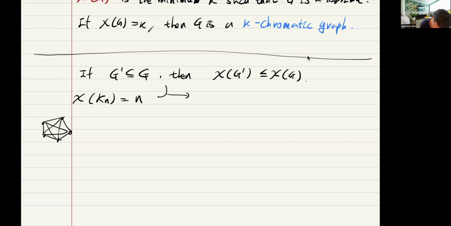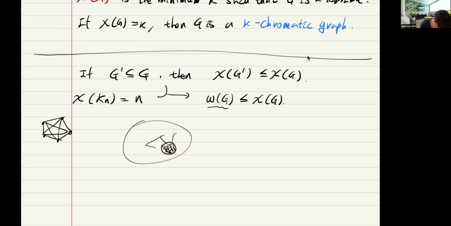And between these two, what do we know? We know that the clique number, the size of the largest clique, is at most the chromatic number of G. So if you have a graph, and there is some clique inside it, then all these vertices have to have different colors. And that holds even in this larger graph.